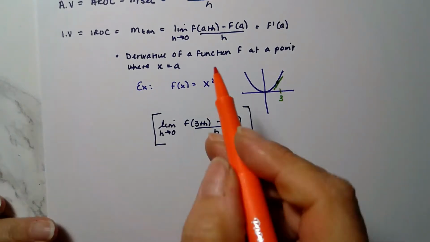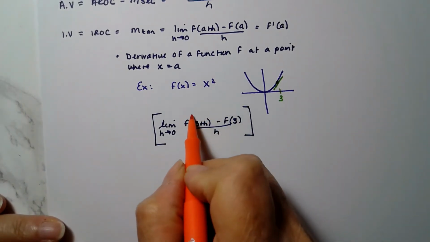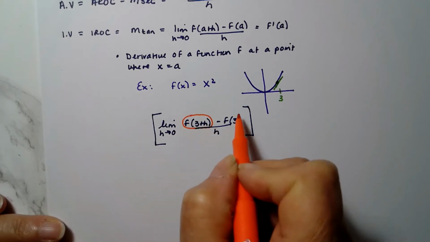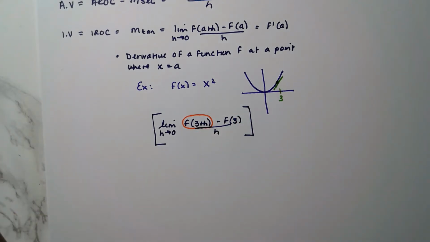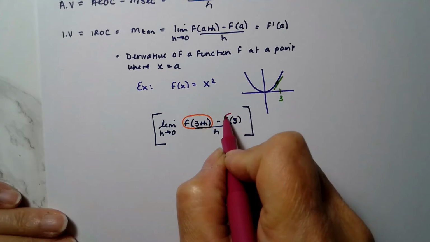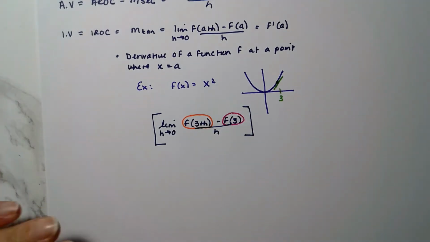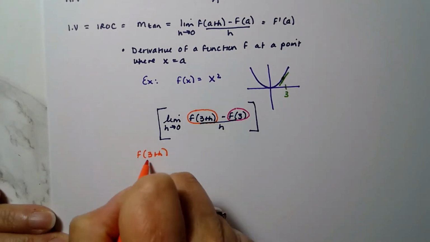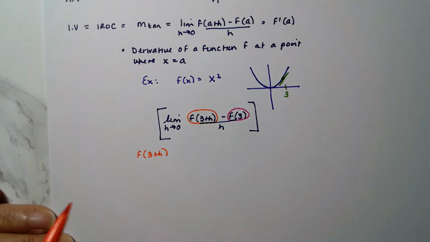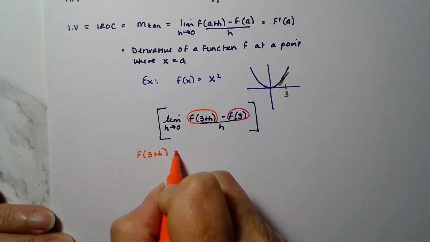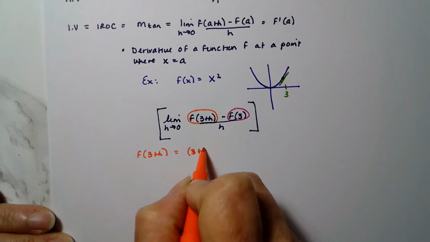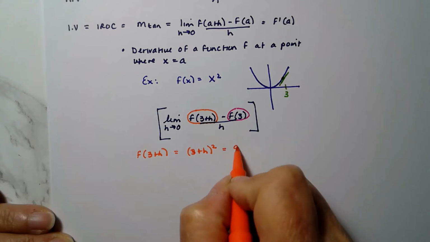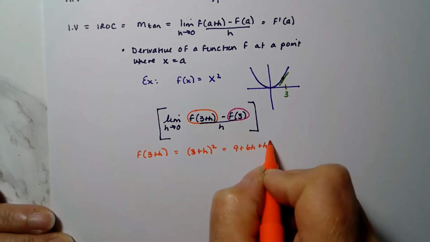And what you want to do is take the function that's given and evaluate it, in this case, at 3 plus h, or whatever your a is, and then evaluate it at f of 3. So I'm going to use different colors to kind of show you. So f of 3 plus h means take this thing and plug it into the original function for every x. So that's going to be equal to 3 plus h, the quantity squared. And if I expand this out or FOIL it, I'm going to have 9 plus 6h plus h squared.